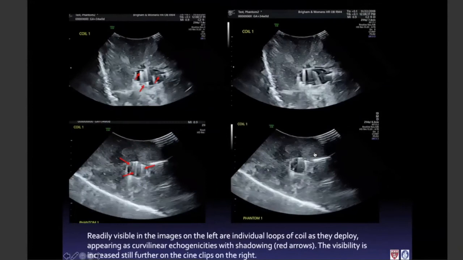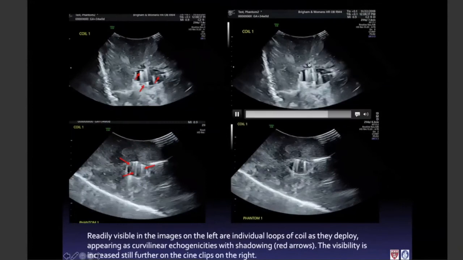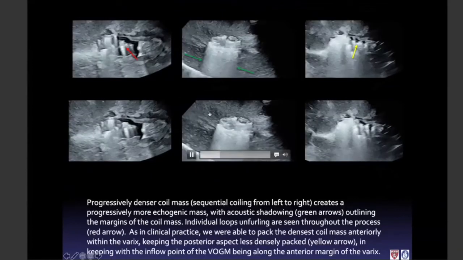And then as we started to coil this, you can see the first coil being deployed with lots of acoustic shadowing. And then as we went on, you can see progressively more and more acoustic shadowing as the varix is filled. But even at the end, you can still see the coil being deployed here at the end.